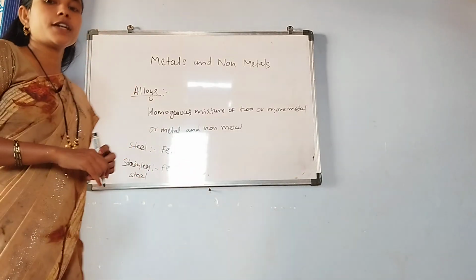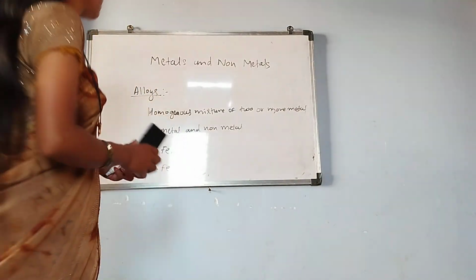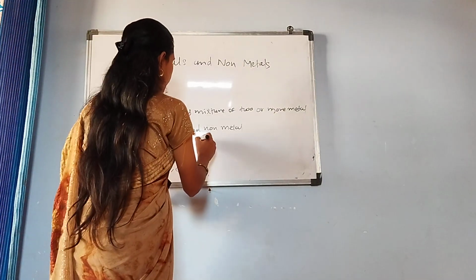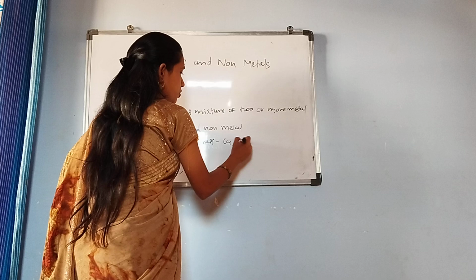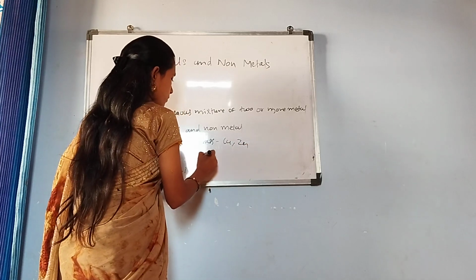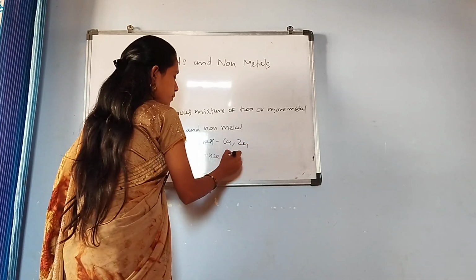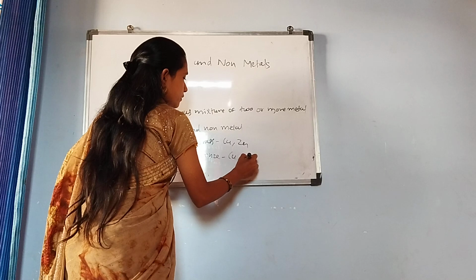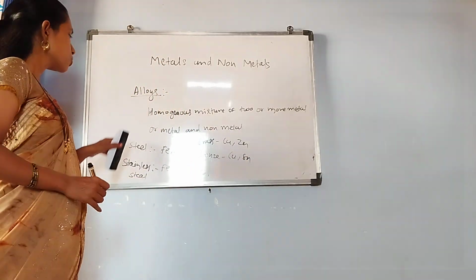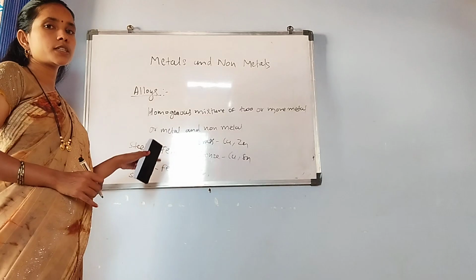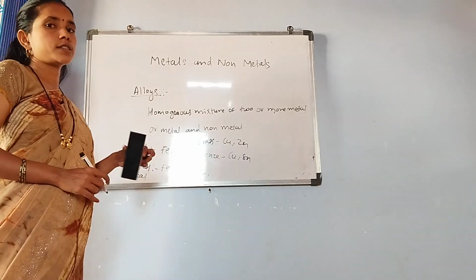Okay, so next we can take an example of brass. Brass is made up of copper and zinc. Bronze is made up of copper and tin. So these are the examples of alloys I have discussed here. So why we are using these metals in the form of alloys, that I will discuss now.